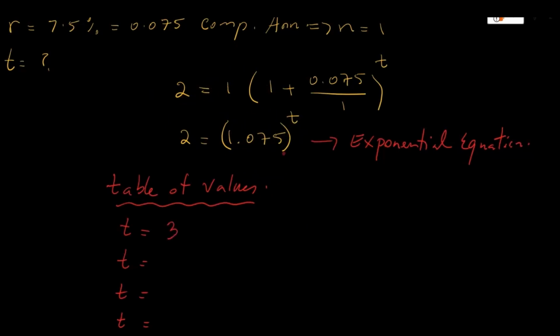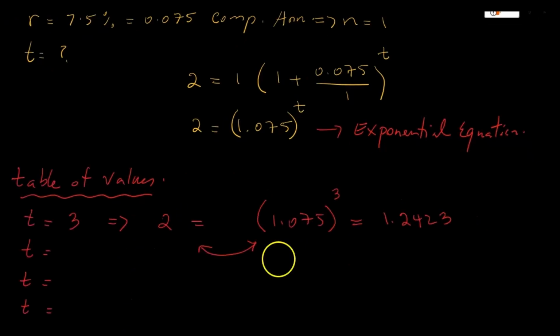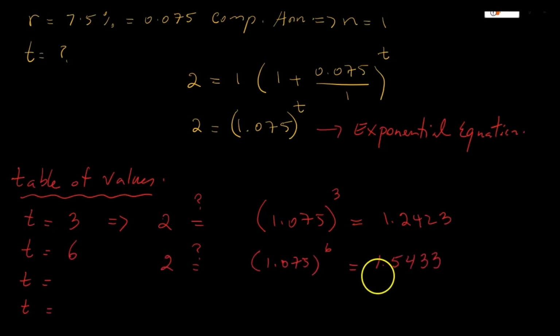Let's suppose T is 3. Does 2 equal the other side? How close to the other side will it get? So basically 1.075 to the power of 3. Are these two equal to each other? Let's double check. When you plug it in, you get 1.2423 approximately, so not even close to 2. We want to get as close as we can possibly get to 2. So 3 can't work. All right, do T equal to 6 and do the math again, and you should get 1.5433.